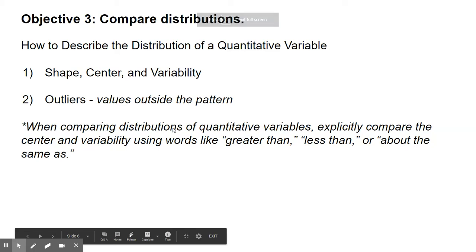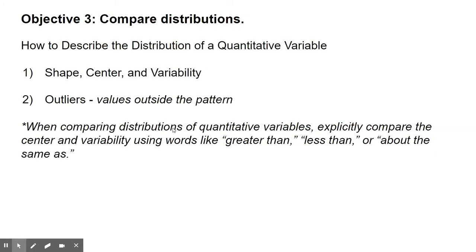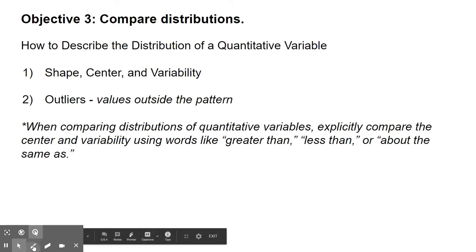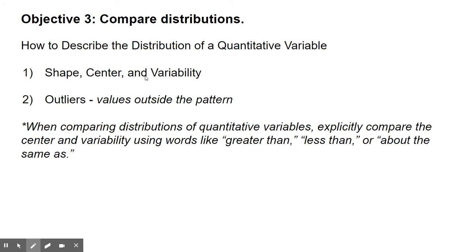Right, so last objective here, just like the last section 1-2, where we looked at side-by-side bar charts, now we're going to compare distributions using dot plots. So we'll have two separate dot plots. Now, when you do this, there's a couple things specifically to look at, all right? So number one, we're looking for the shape, the center, and the variability.